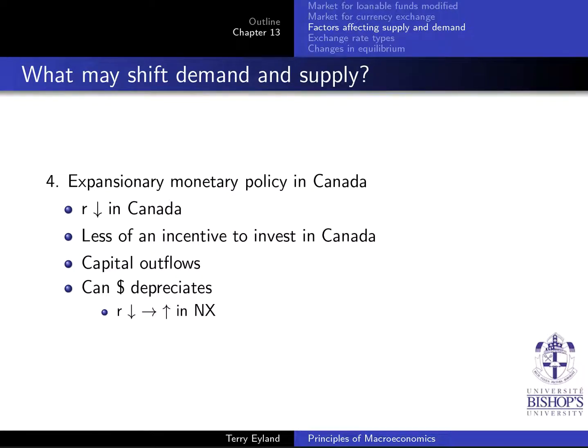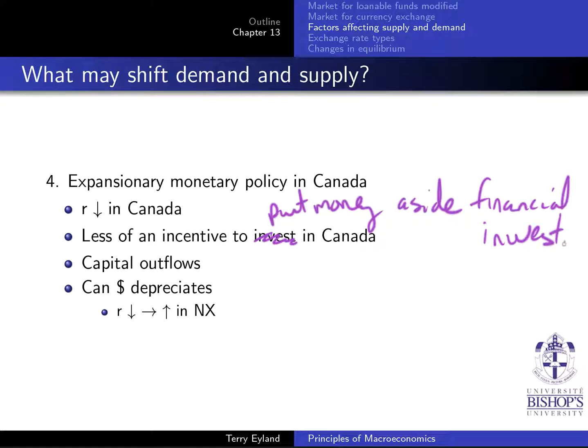Expansionary monetary policy in Canada, a drop in interest rates to try to stimulate investment. Well, there's less of an incentive to put money aside, so less financial investment. Because the goal of dropping interest rates is to stimulate investment in real estate, building new infrastructure, buying new equipment, and other things of that nature.